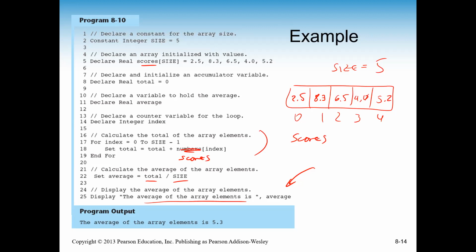So when they say set total, what is total? Is total when they added up all the scores? That's right. So total initially was 0. Let's walk through it. It's a good question. All right, so this time around, I'm going to have index. I'm going to have total.